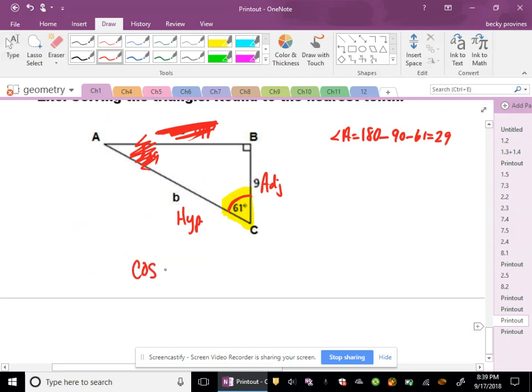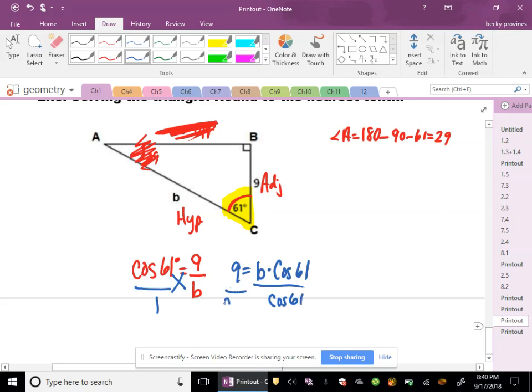So cosine, what angle are you going to use? 61 degrees, adjacent over hypotenuse. Okay, so solve it. Cross multiply. So 9 times 1 is 9. Then I have B times cosine 61. And then I divide by cosine 61. Okay, grab your calculator. Again, yellow calculator is so much easier. Cell phone calculator, 9 divided by cosine 61, enter.